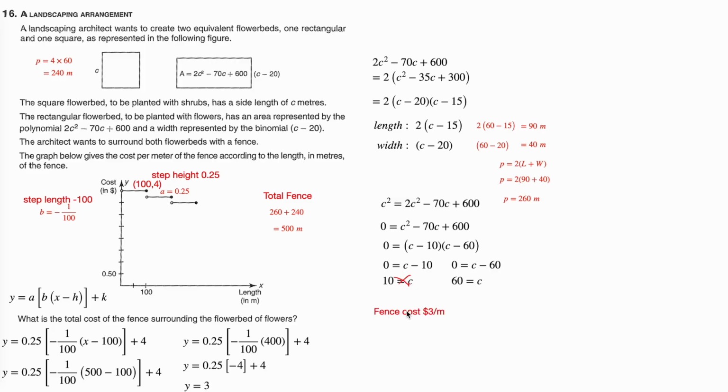The fence cost is $3 per meter. 3 times the number of meters, 3 times 500, is $1,500.